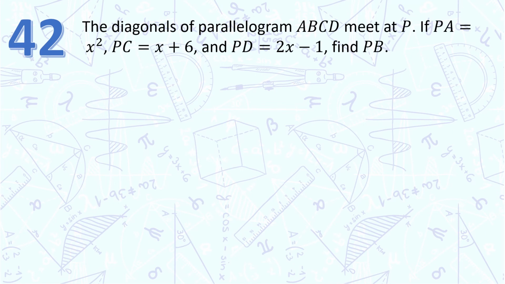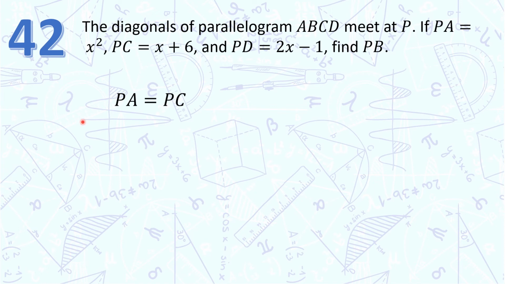Next number. The diagonals of a parallelogram ABCD meet at P. If PA equals x squared, PC is equal to x plus 6, and PD is equal to 2x minus 1, find PB. The diagonals of a parallelogram bisect each other. Therefore, PA is equal to PC. These are the segments of the diagonal AC.